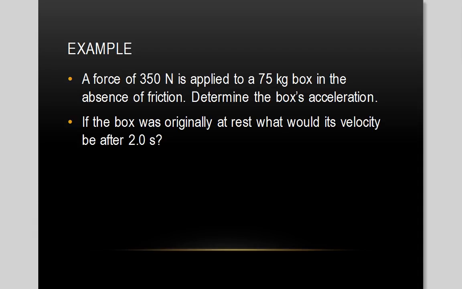Okay, a force of 350 newtons is applied to a 75 kilogram box in the absence of friction. Determine the box's acceleration. Okay, I would draw a box with a center of mass on the ground, and you have this force applied, and they said there is no friction. Usually you would have an arrow pointing in the opposite direction to oppose the motion. Friction always opposes your motion, so in this case they want you to ignore it.